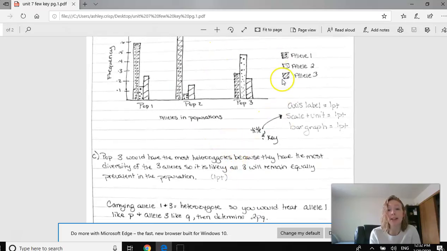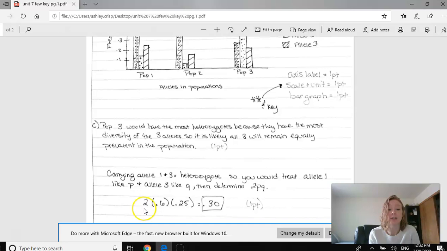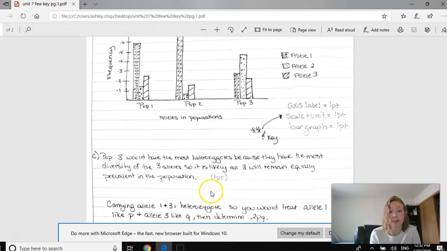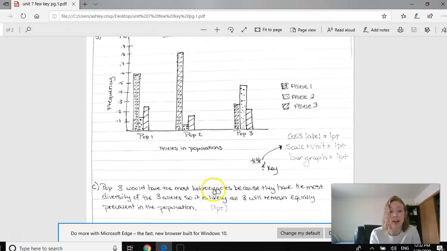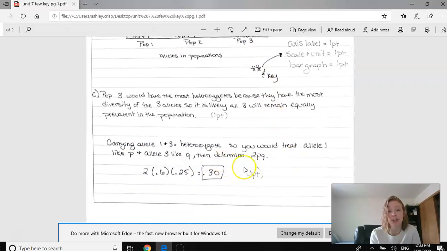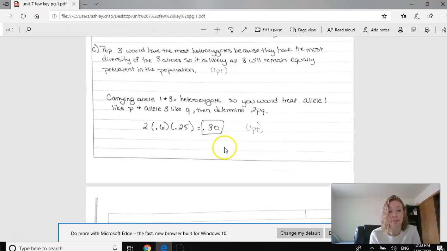And these are telling you allele frequencies, not genotype frequencies. So because they're allele frequencies, they are correlated with P and Q, not P squared and Q squared. So you literally just had to take 2PQ, 2 times the frequency of 1 and the frequency of 3. So in this case, it was 0.6 and 0.25, according to my little graph here, which ended up being 0.3. So that's probably the one that most people got wrong.